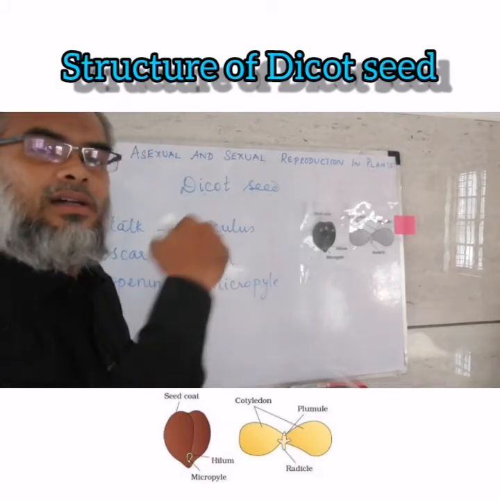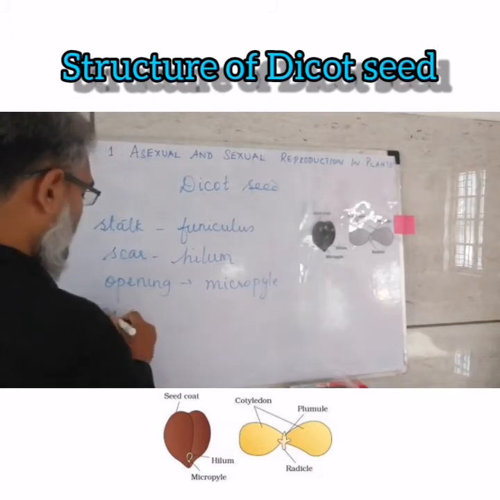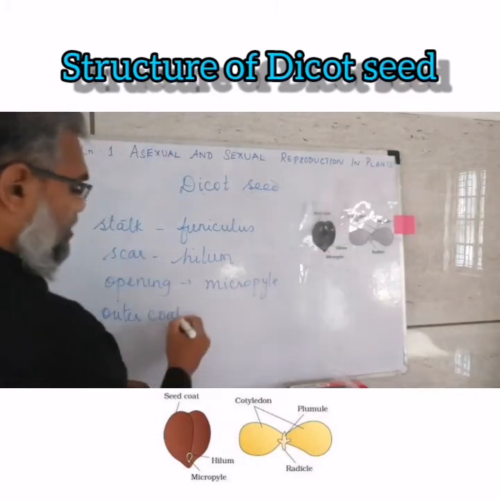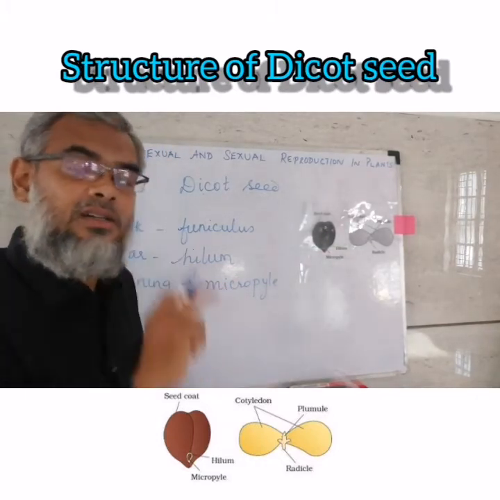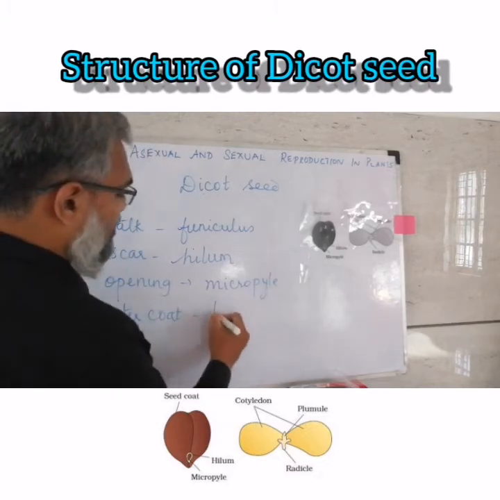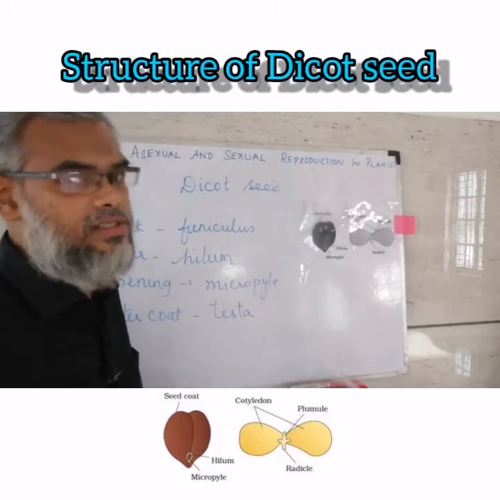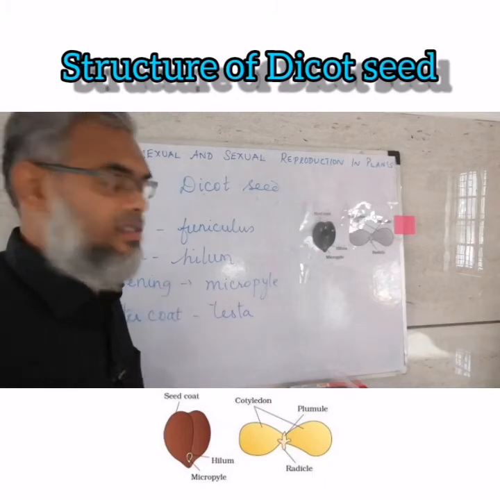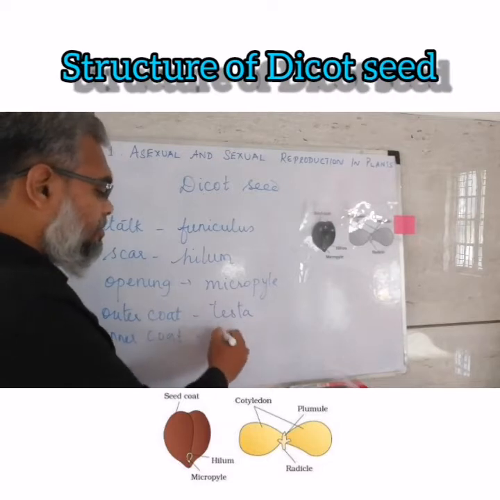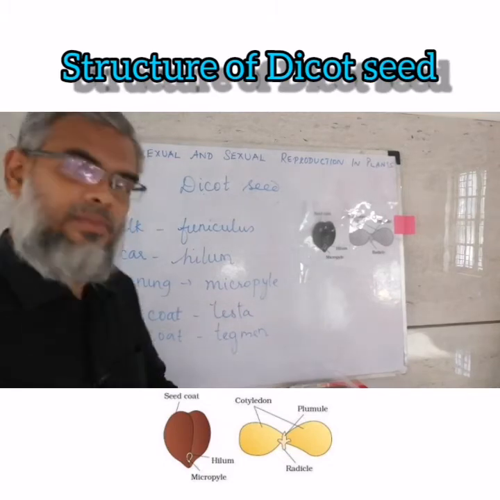And now the seed coat, the seed covering. The outer coat is developed from the integuments of the LS of ovule. So the outer coat is testa. And we have discussed already in the post-fertilization changes, the inner integument becomes the inner coat, which is called tegmen.